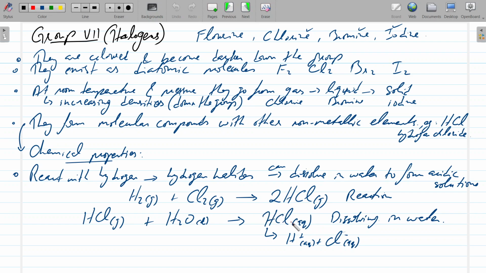Then that HCl can dissolve in water, form aqueous hydrogen chloride, right? So this is actually a dissolution. It is not a chemical reaction, right? It's just the hydrogen chloride gas dissolving in water. And right, we learn later that it will then dissociate into positive hydrogen ions and negative chloride ions.